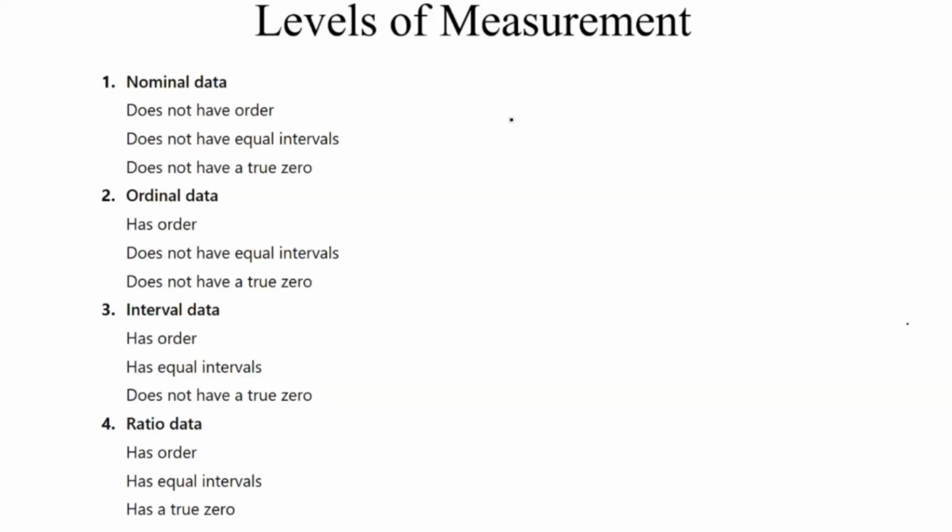So what does that mean? Okay, so nominal data is some kind of categorical data. For example, you have the color. So you have the color blue, red, and green, some kind like that. And then you label this data. So for example, you label 1 for the color blue, 2 for red, 3 for green.